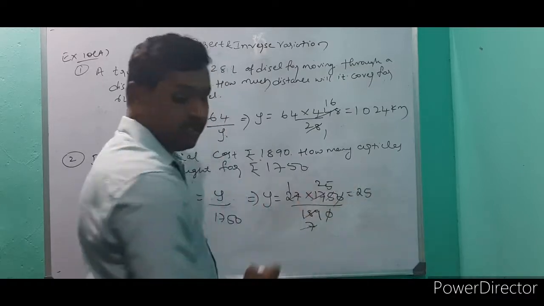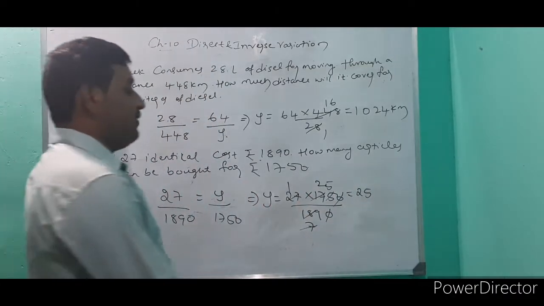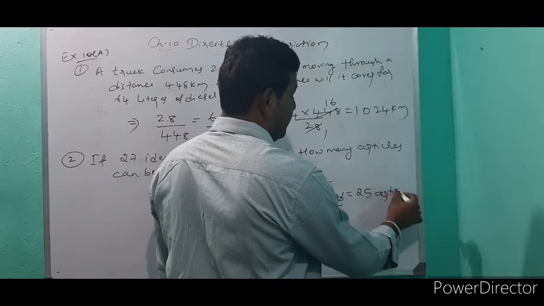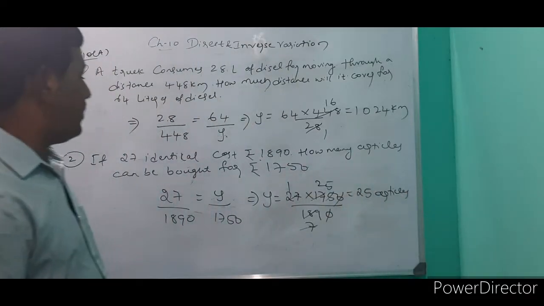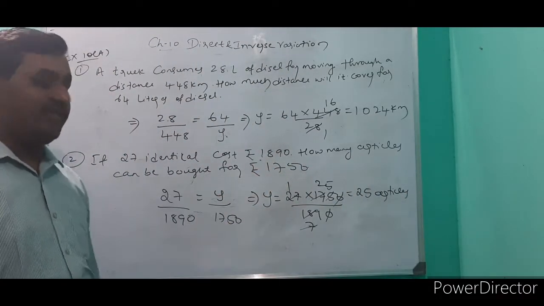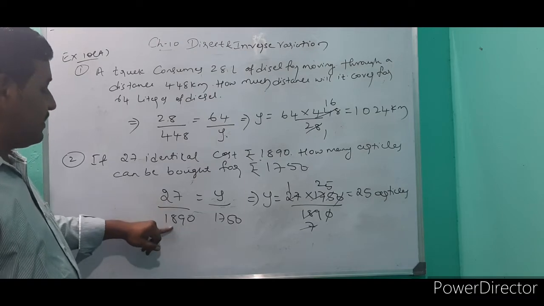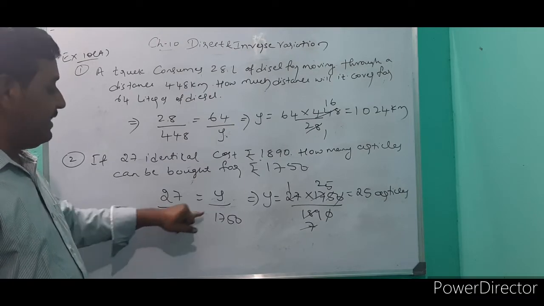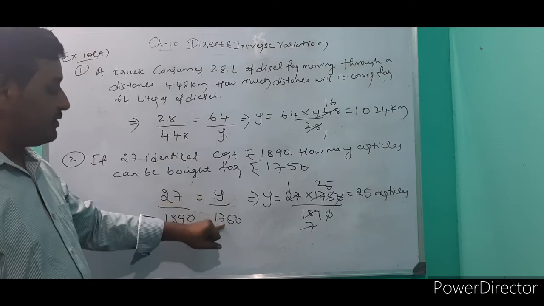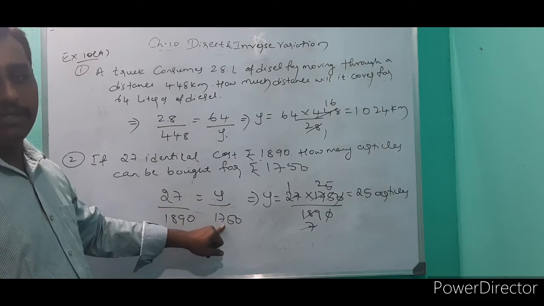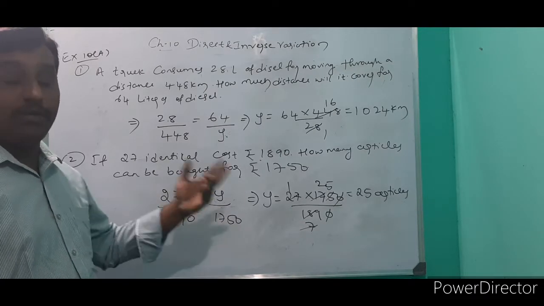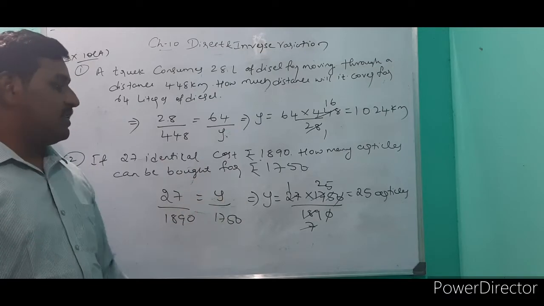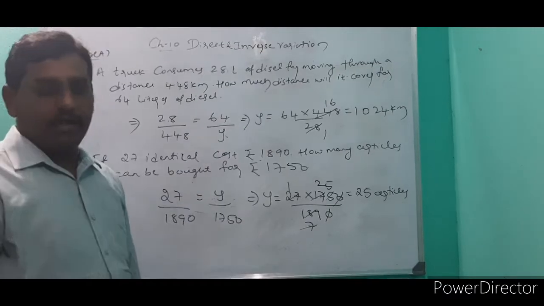How many articles? 25 articles can be bought for rupees 1750. Here for 27 articles the cost is 1890. You have to find the number of articles for the cost of 1750 rupees. How many articles can you buy? Just cross multiply and you will get the answer.